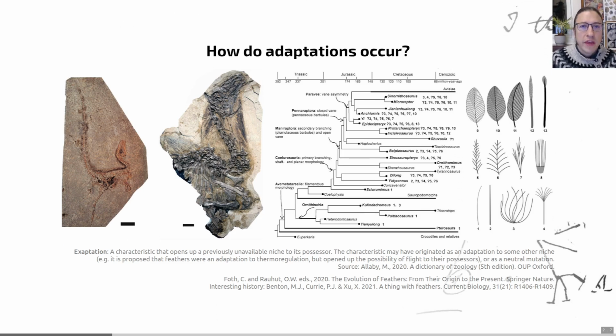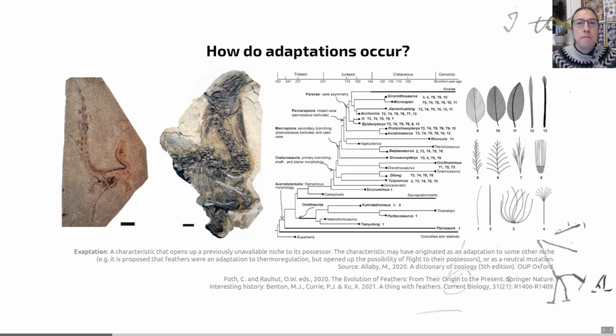Now, it's worth thinking about, now we've met adaptations, how do these occur? And adaptations can evolve and change through time in numerous ways. A common and really interesting process in the evolution of complex traits is a thing called exaptation. This is often the shift in function of a trait, but I've put a more official definition on the slide for you here. An exaptation is a characteristic that opens up a previously unavailable niche to its possessor. The characteristic may have originated as an adaptation to some other niche, or it could have been a neutral mutation.